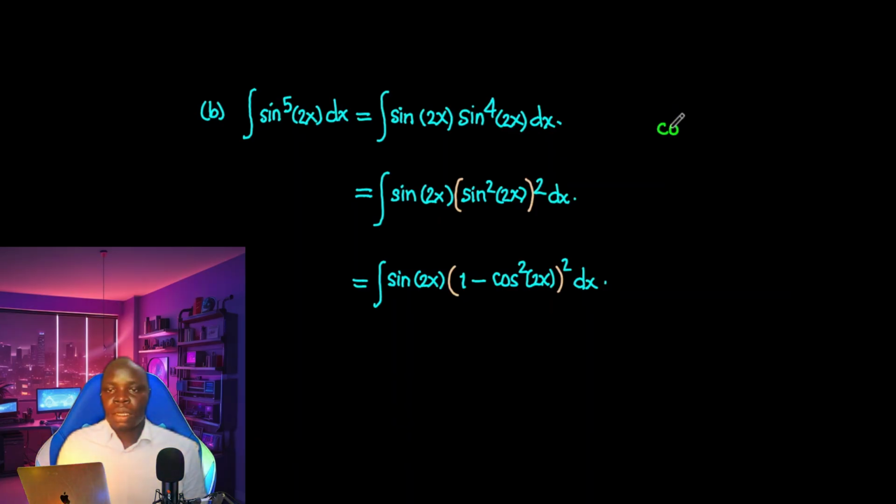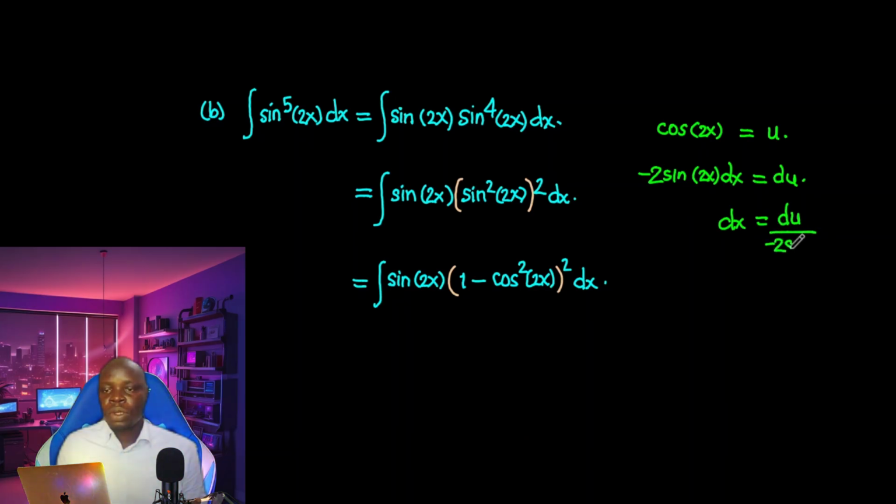Our cosine of 2x as our angle should be equivalent to u. Therefore, when you differentiate cos, we get negative sine. So using chain rule, we'll have here negative 2 sine of 2x with respect to x equals to du. Now making dx the subject, we'll have du over negative 2 sine of 2x.